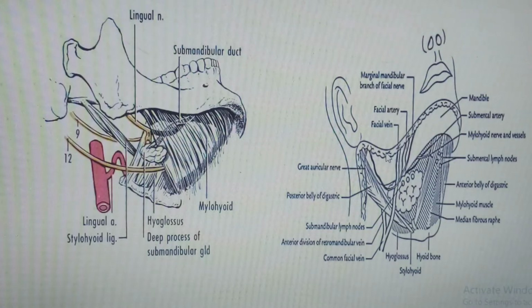So this is the area, at the level of the angle of the mandible. It will leave this way and then move to the anterior aspect, superior to the anterior aspect of the body of the mandible. Because of its proximity over here, this nerve could be injured.